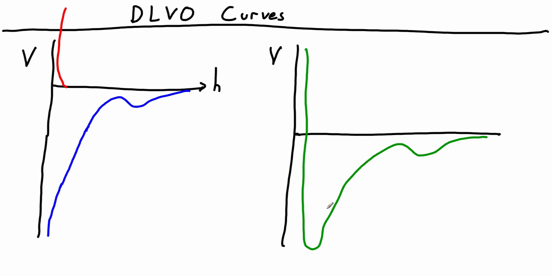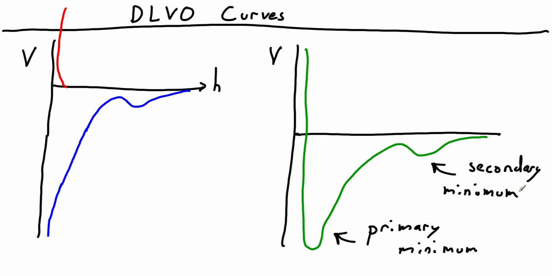Okay, so looking at this curve, we can see there's a couple of features. We have what's called the secondary minimum and the primary minimum. And these represent basically a potential well that you can fall into that's very shallow, that's easy to get out of, and a deep potential well that you can fall into that essentially is irreversible. If you're stuck here, your colloid is dead. All the particles are stuck together.